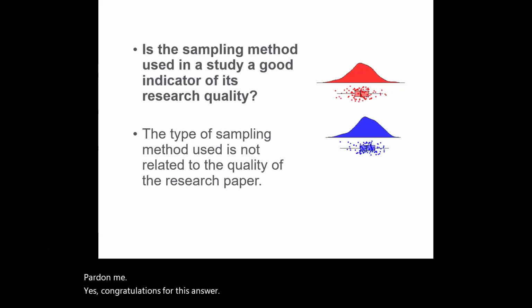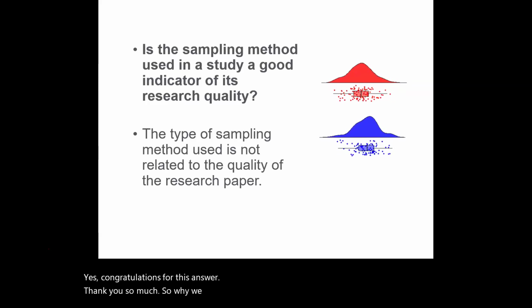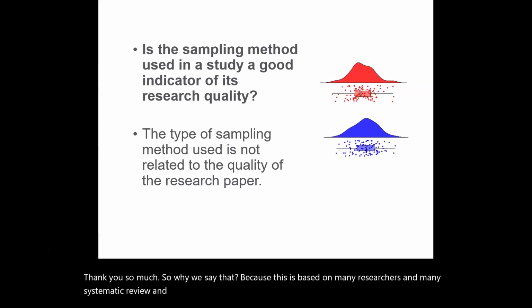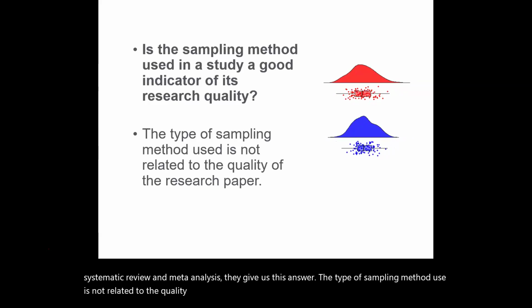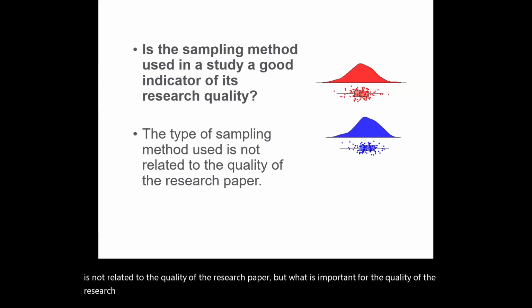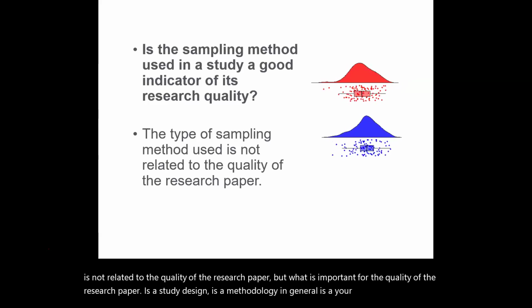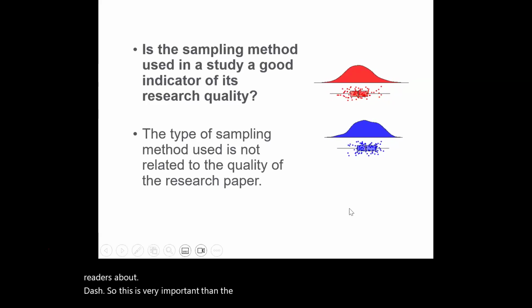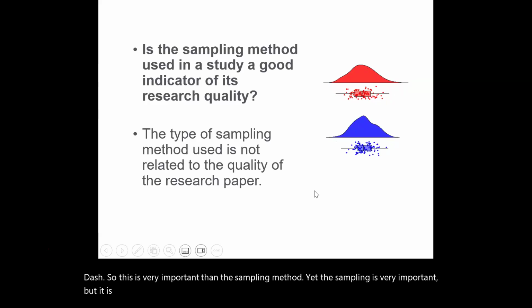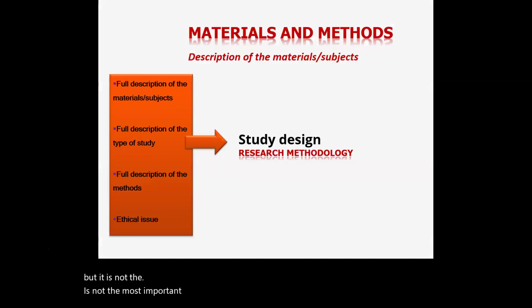Thank you so much. So why do we say that? Because this is based on many researches, systematic reviews and meta-analyses. They give us this answer. The type of sampling method used is not related to the quality of the research paper. What is important for the quality of the research paper is the study design, the methodology in general, your way to convince the readers about your research. So this is more important than the sampling method. Yet the sampling is very important, but it is not the most important part in having a good quality paper.